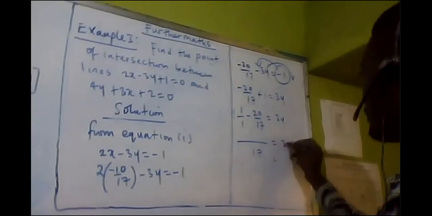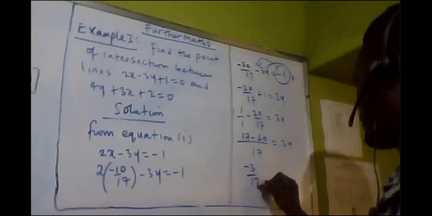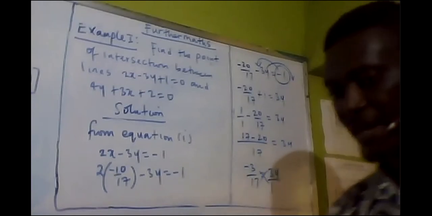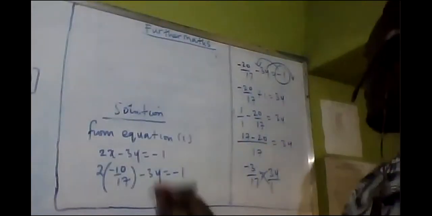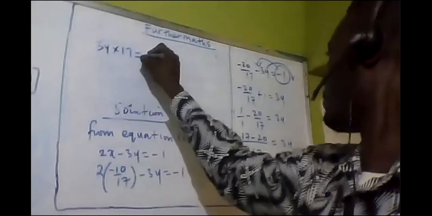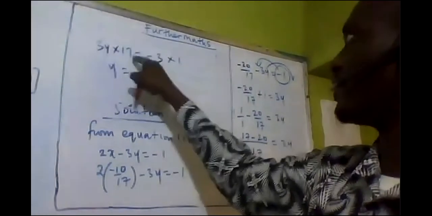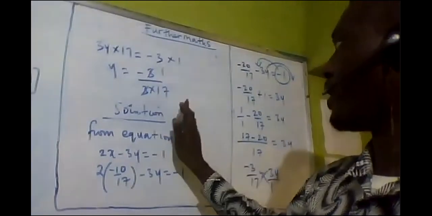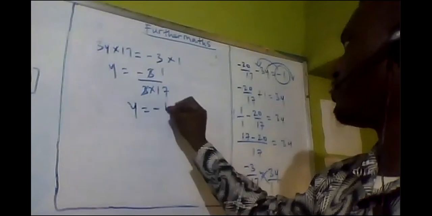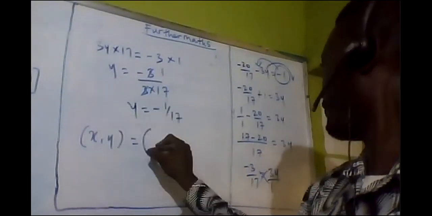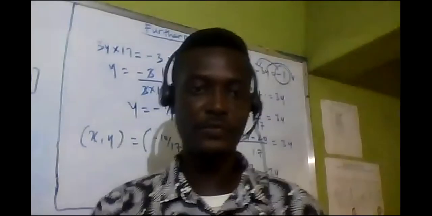If you look for the LCM, that gives us 17 minus 20, so minus 3 over 17 is equal to 3y. Cross multiplying, 3y times 17 is equal to minus 3 times 1. So y is equal to minus 3 over 3 times 17. The 3 cancels 3, so y is equal to minus 1 over 17. So your x is minus 10 over 17 and y is minus 1 over 17. These are the coordinates of the point of intersection.